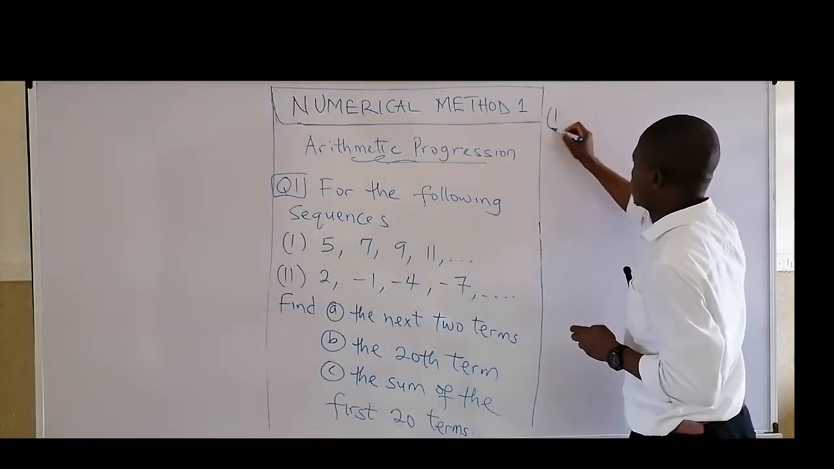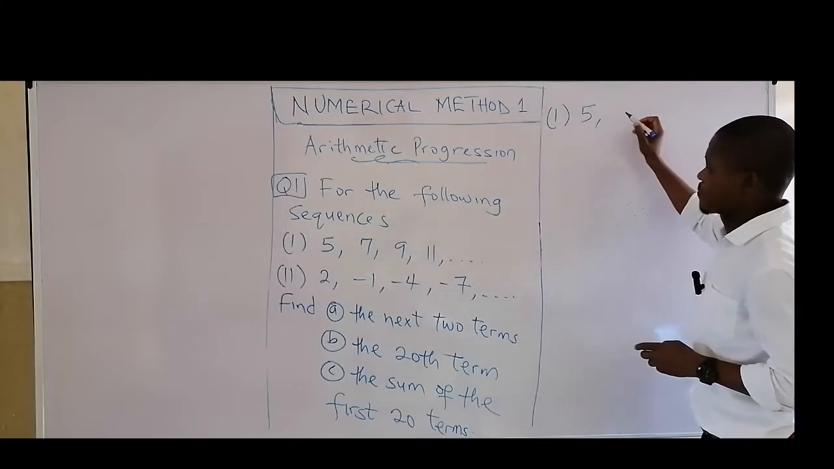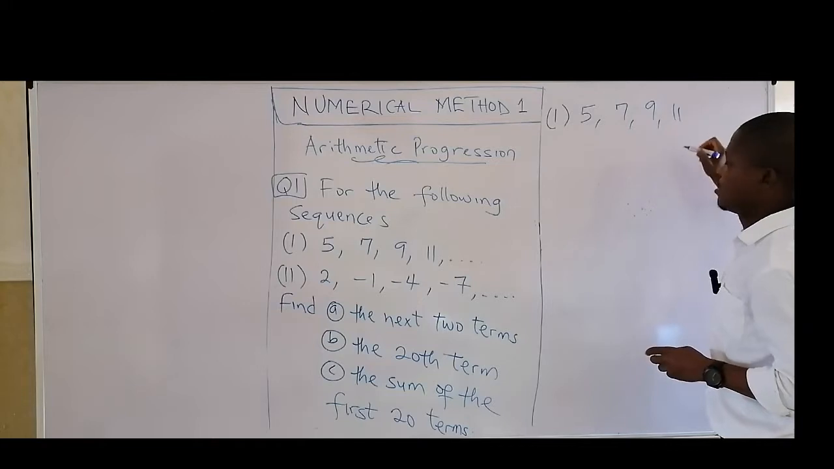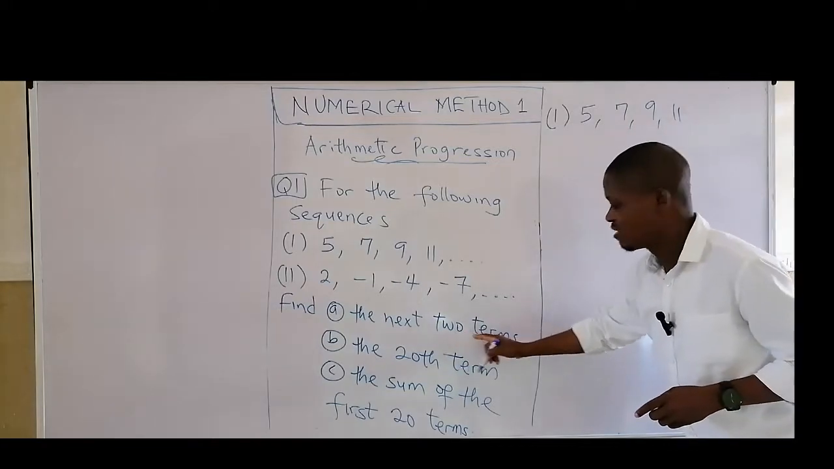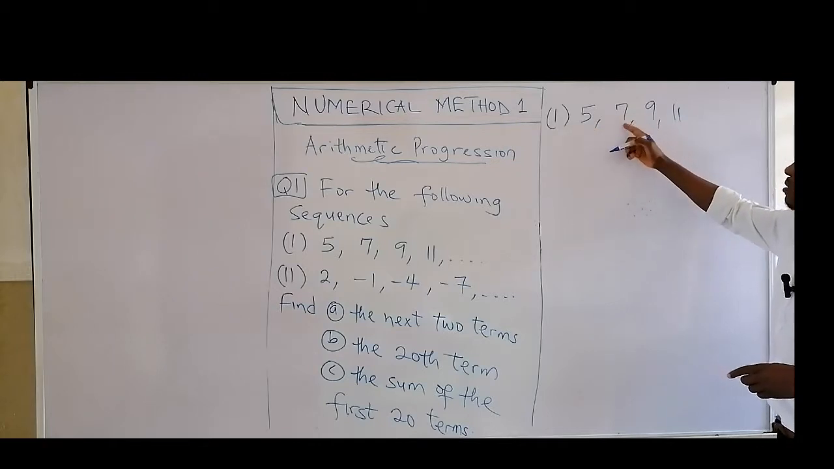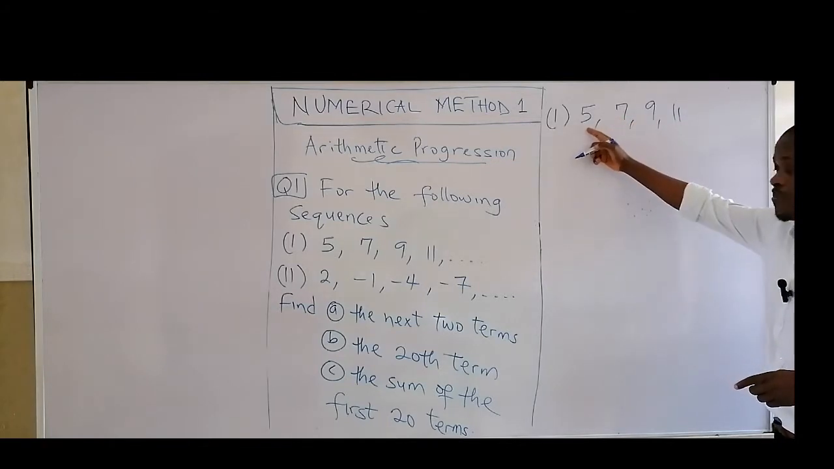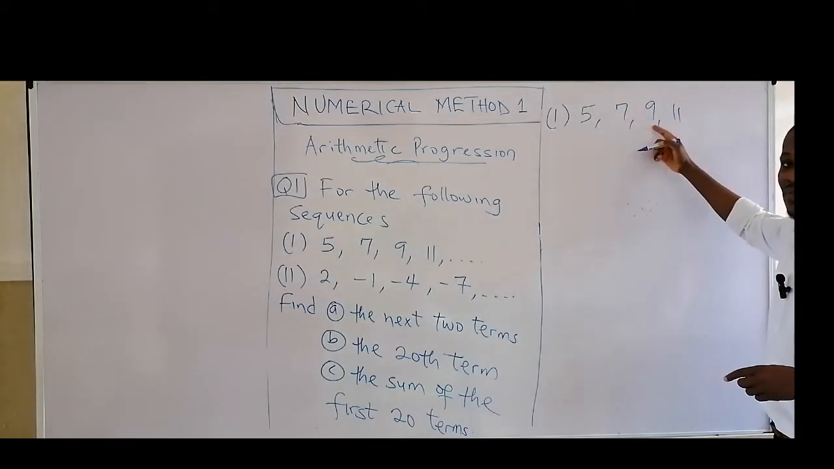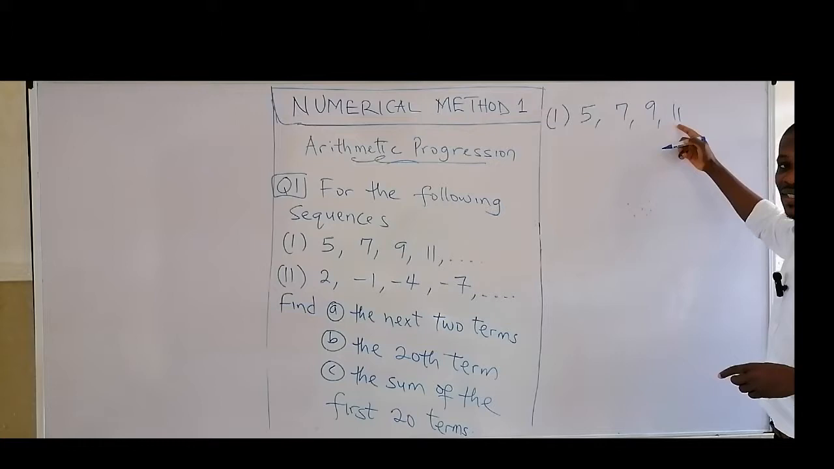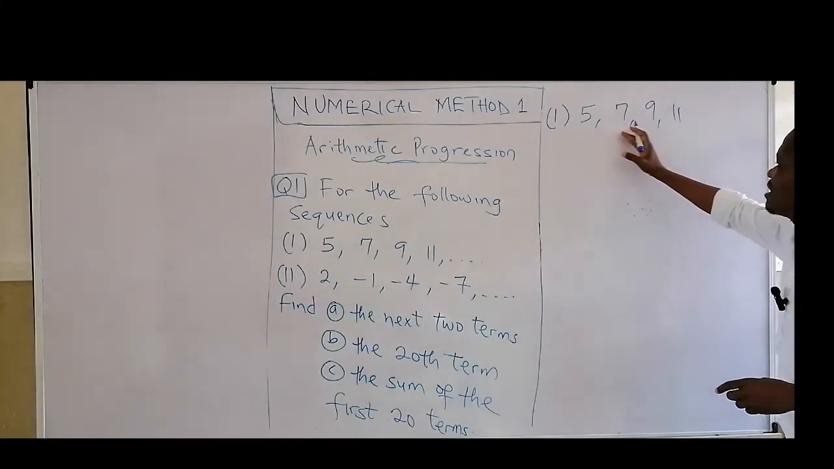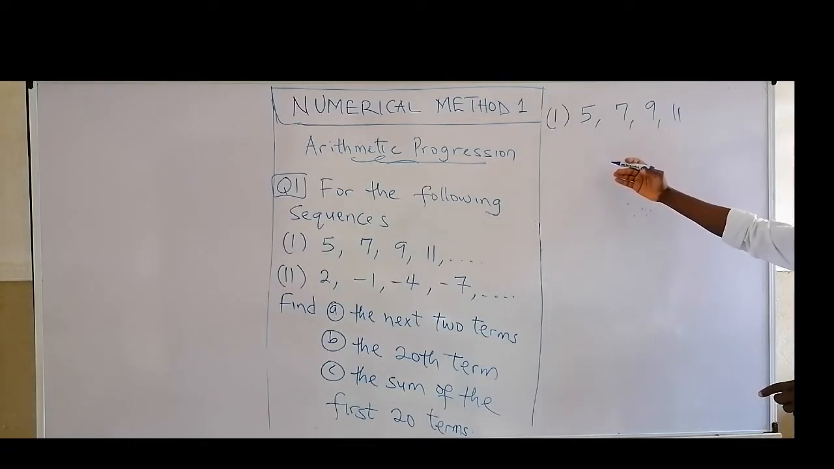The first one, we have 5, 7, 9, 11. So we want to get the next two terms. First term is 5, second term is 7, third term is 9, the fourth is 11. If you look at the pattern, you realize that it's increasing by 2. It's increasing by 2.